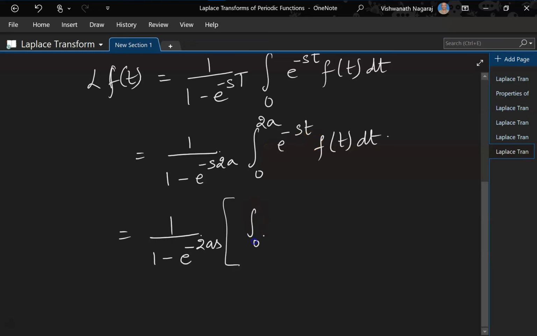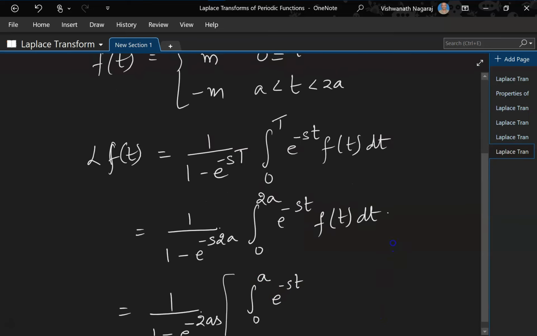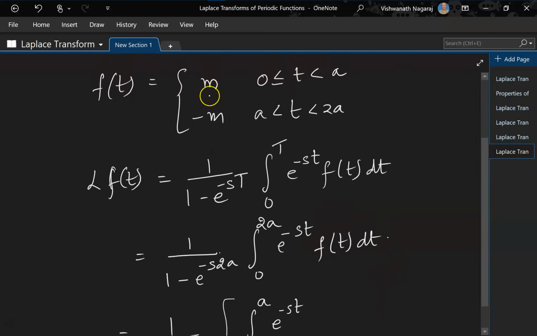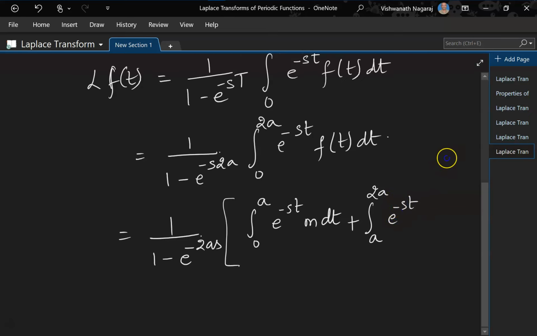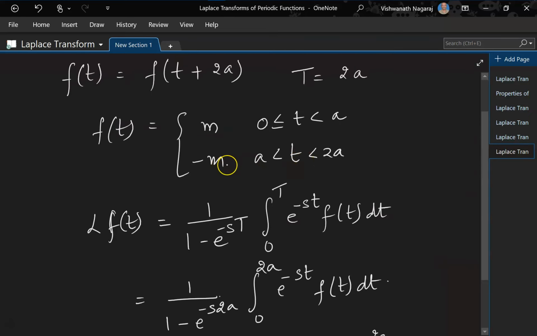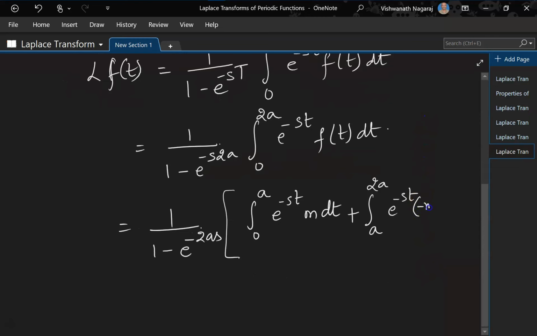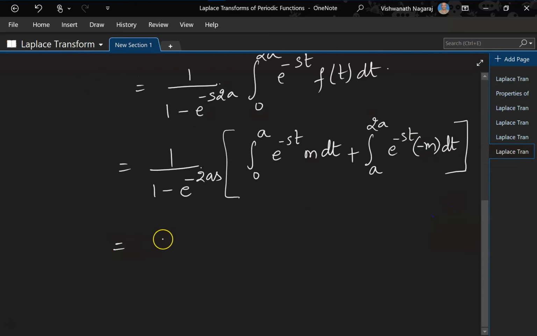So integral from 0 to a of e to the power of minus st. Now when it is 0 to a, it is m, so we can write m dt, plus integral from a to 2a of e to the power of minus st. Now when it is a to 2a, it is minus m, so minus m dt. Okay, let's take it further.